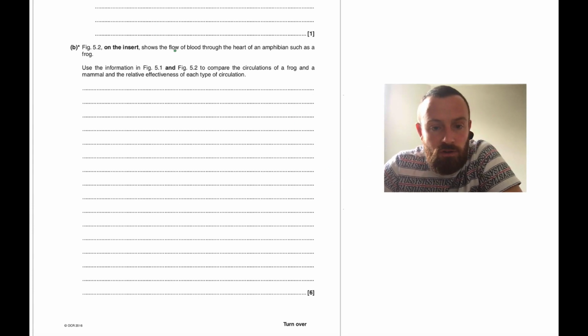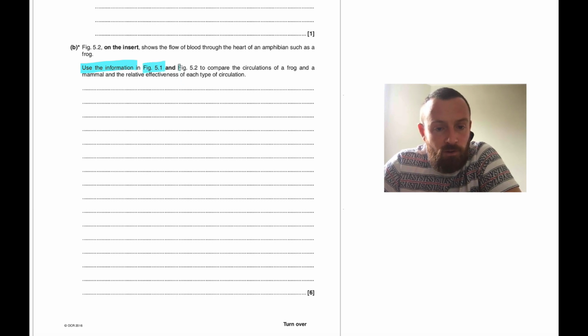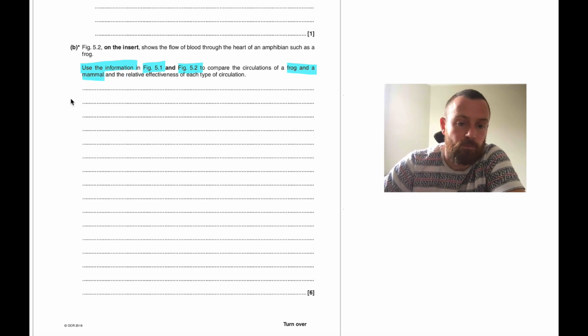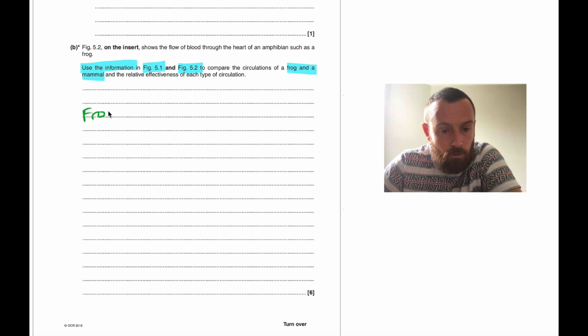On the insert shows the flow of blood through the heart of an amphibian, such as a frog. Use the information. Yeah, let's definitely use the information. If it says to use it, we better use it. In figure 5.1 and 5.2 to compare the circulation of a frog and a mammal. All right, okay. So frog, mammal.